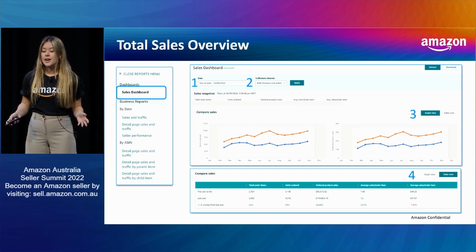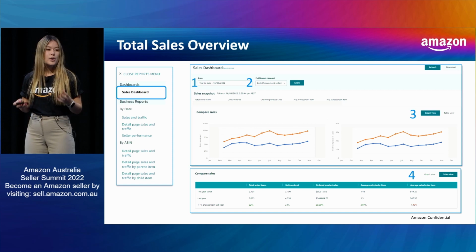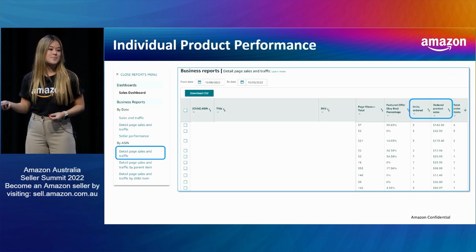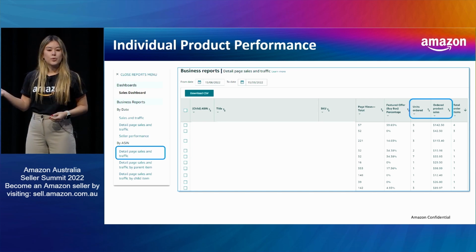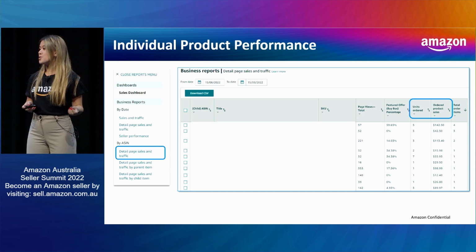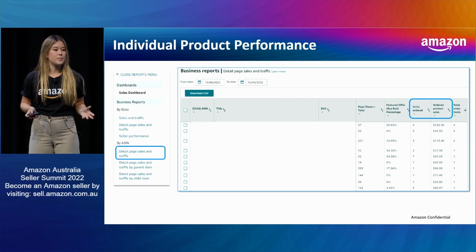Once I've got an understanding about how your overall business is performing, I'll then dive deep into your product sales with our detail page sales by ASIN. So as you can see on this report, it allows you to rank your products by your units ordered as well as your unit sales. So this will allow you to identify your best sellers on Amazon.